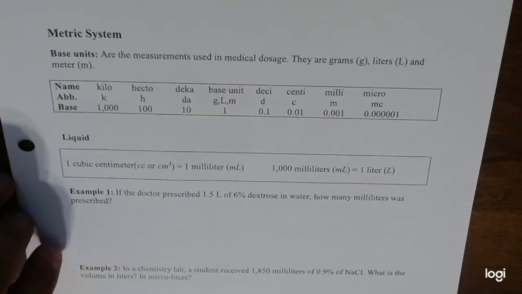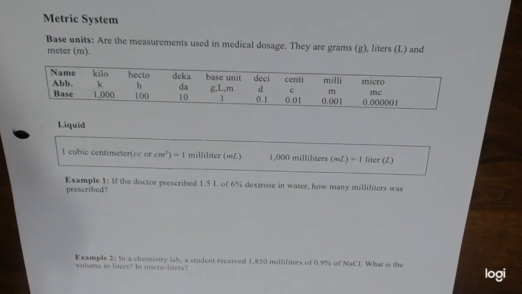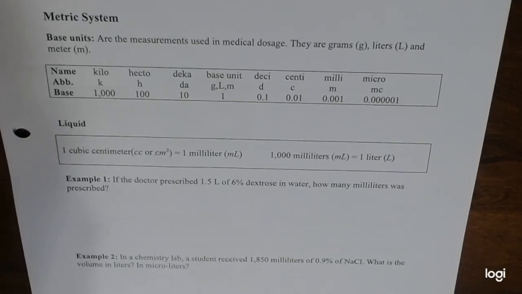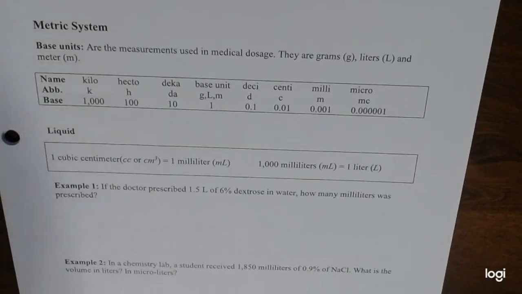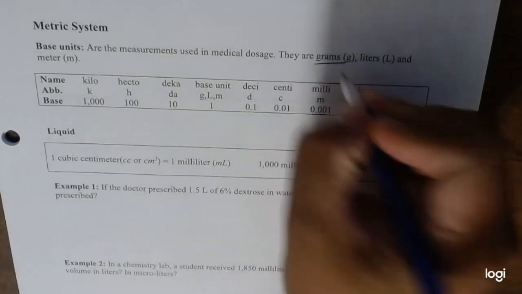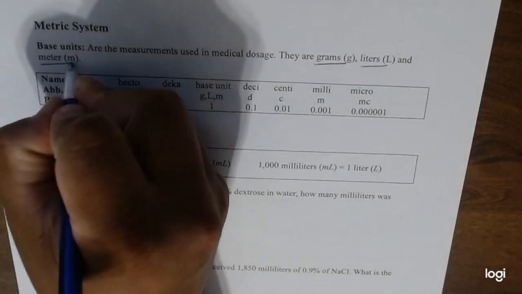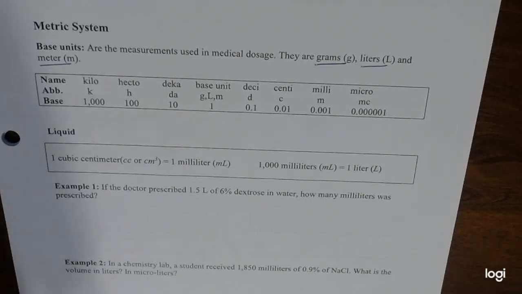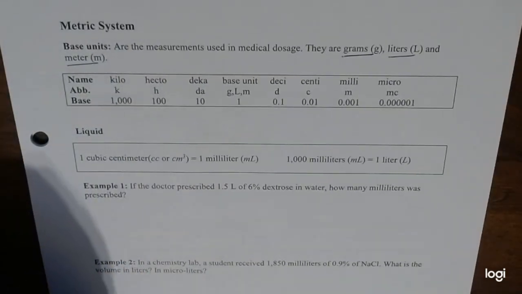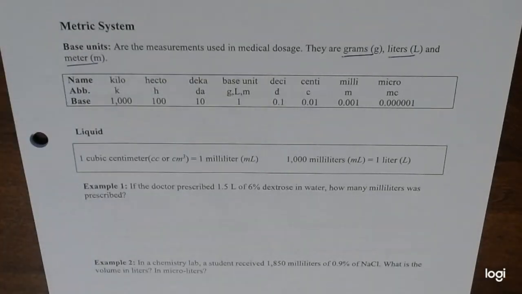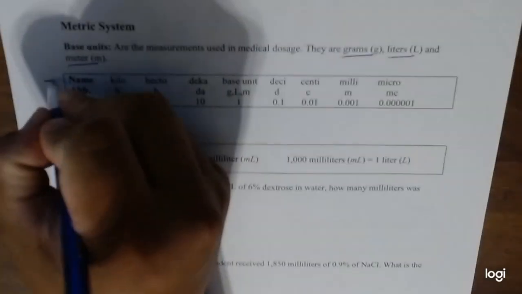Okay, so that's pretty much the household system. Now the metric system is a little different because when it comes to measuring base units, it's a little different. So in this case, we're going to talk about the base unit. So a base unit is used in measuring medical dosage, and it's given by these 3 things: grams, liters, and meters. That's going to be our base units themselves. So those 3, which means everything we're about to talk about is used for all 3, not just one in particular. Okay. Now, when it comes to the metric system, the names are the most important thing.